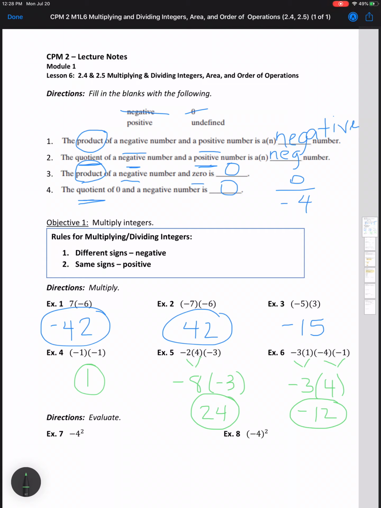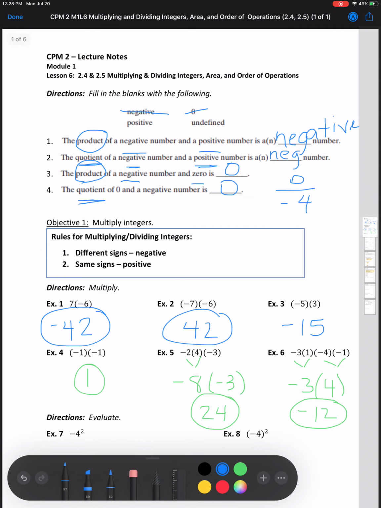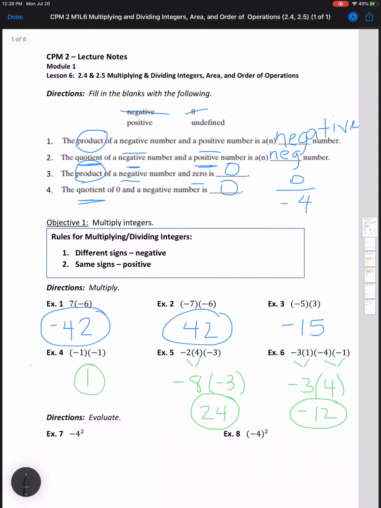So here's where we have to be careful on number 7 and number 8. So here it's negative 4 squared. Notice the difference between 7 and 8. Just by looking at them, the difference is one has parentheses, one does not, correct? So on number 7, there are no parentheses. So what that means is there's only one negative sign, and what we're squaring is the 4, just what's right next to the exponent. So if I'm squaring 4, that means 4 times itself 2 times. So notice there's only one negative sign, 2 4s, 4 times 4.